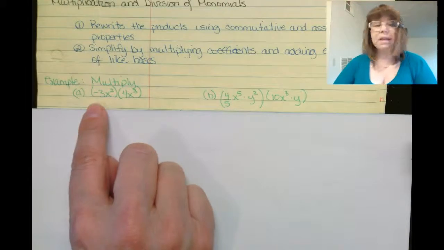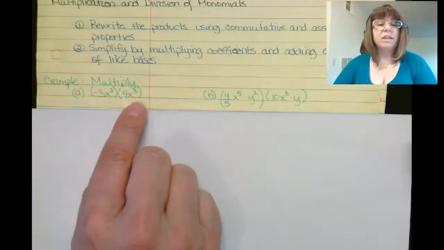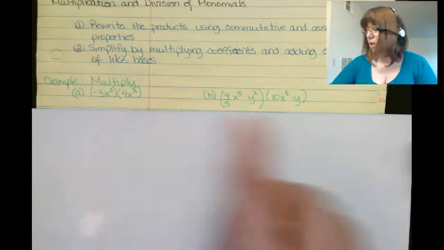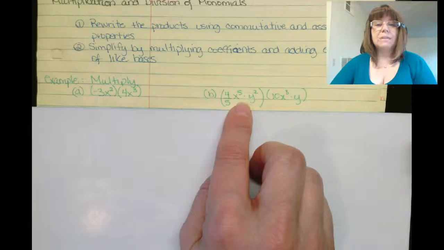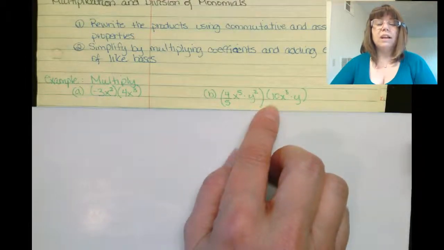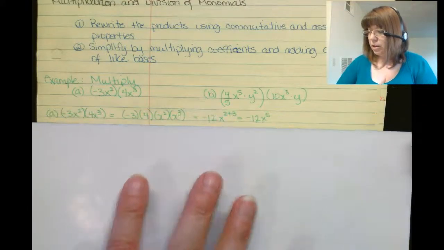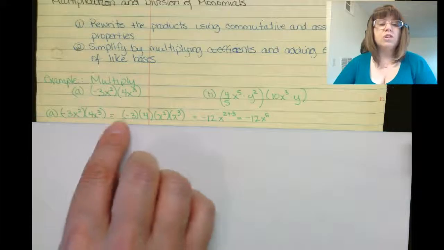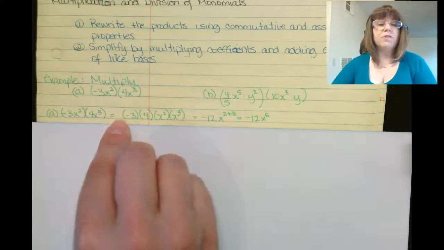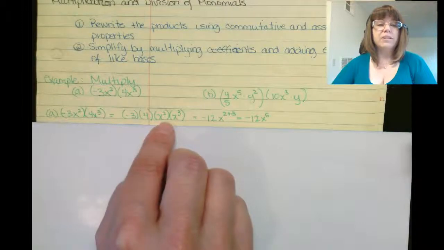So I want to multiply -3x squared by 4x cubed, and our second problem is going to be 4/5 x to the fifth y squared times 10 x cubed y. So the first thing we're going to do is rearrange, use our commutative property to put all of our coefficients together and all of our like variables together.